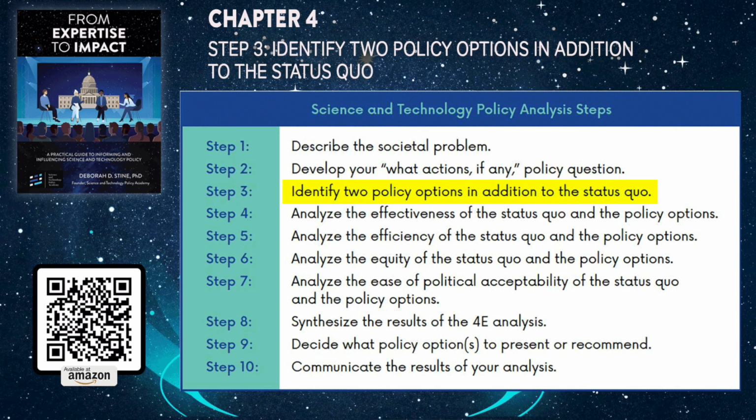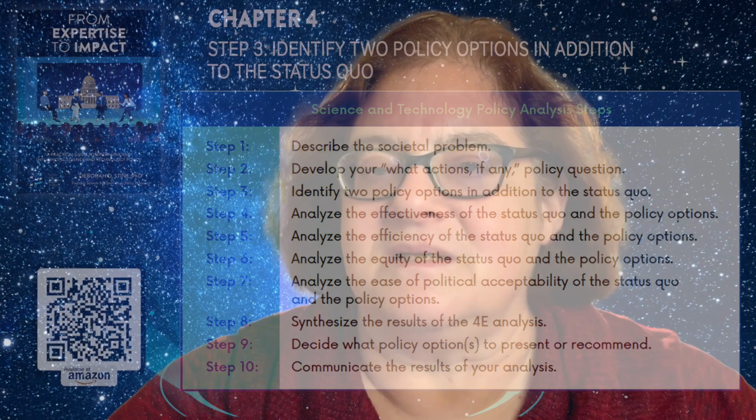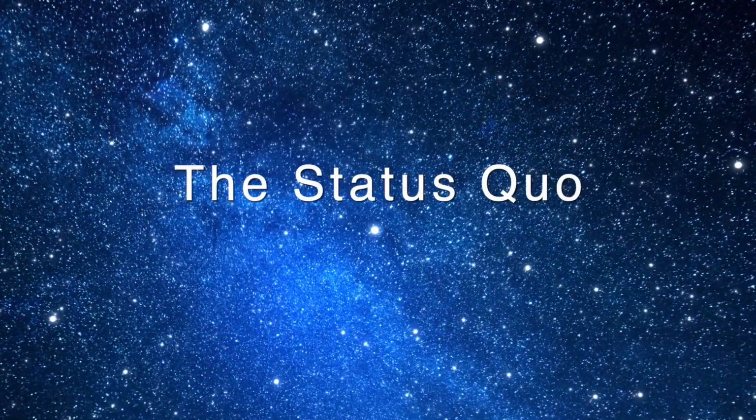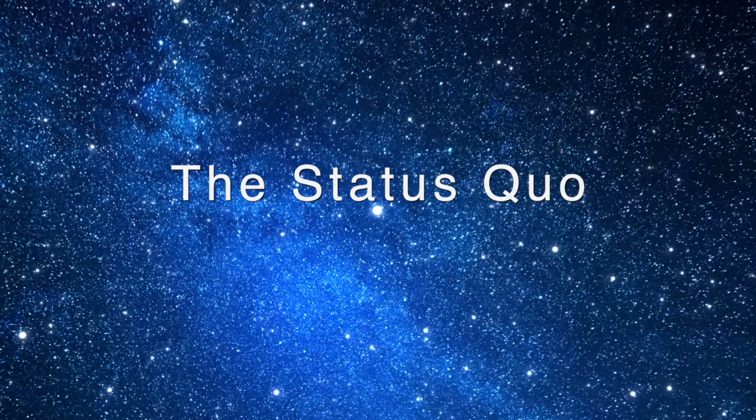So in chapter 4, we talk about step 3 of the process, which is how to identify two policy options in addition to the status quo. So keep in mind, you always have that first policy option, the status quo. That is the current policy, and that means no additional action.